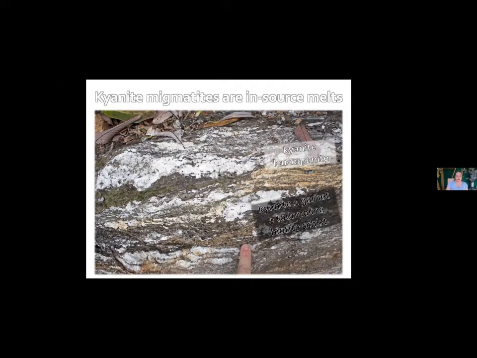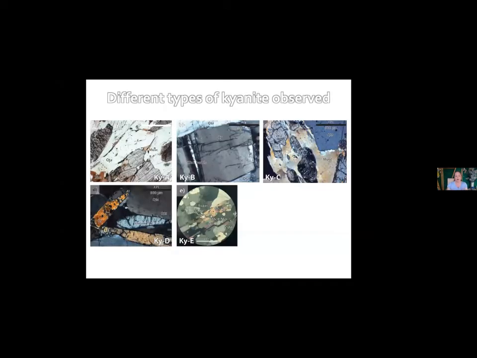So when I got my rocks back, I was interested in trying to find out how the kyanite formed. And I was able to figure out that I had 5 different types of kyanite in my kyanite migmatites based on their morphology and their microstructural position within the rocks that I was looking at. And so I've got them all here. Kyanite A are these chunky, typical bladed kyanites that are found in the schist.